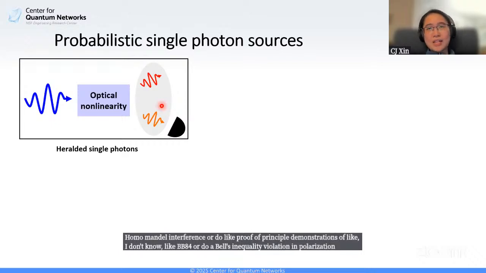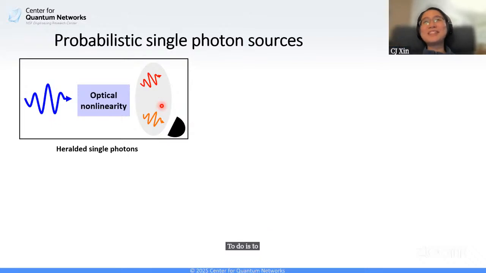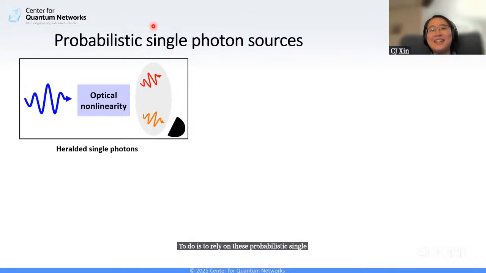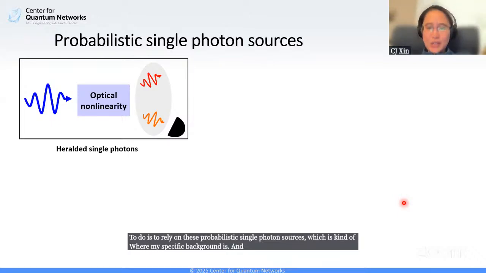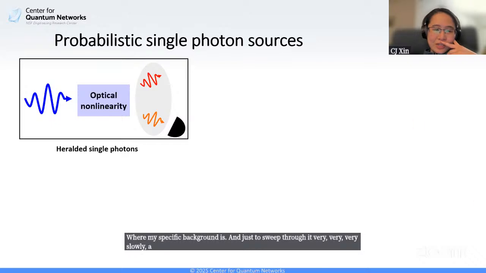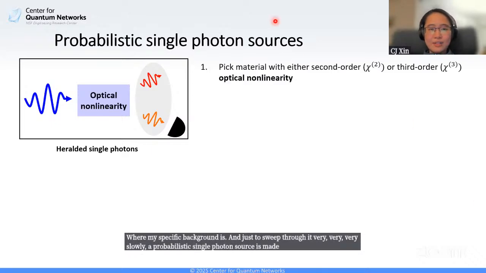What most labs actually end up having to do is to rely on these probabilistic single photon sources, which is where my specific background is. And just to sweep through it very, very slowly, a probabilistic single photon source is made by picking a material with either second order or third order optical nonlinearity.